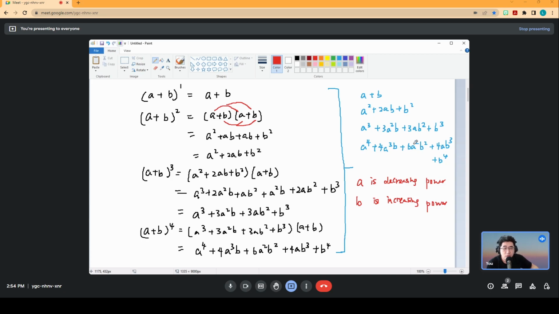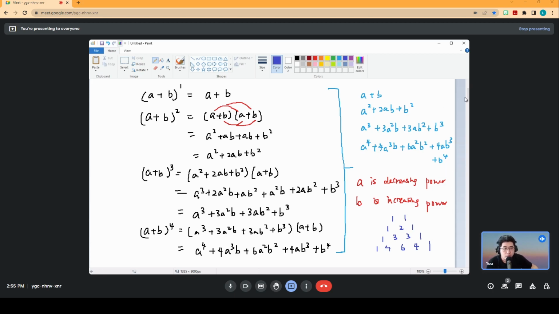And the numbers actually follow a certain pattern, a pattern like this: 1, 1; 1, 2, 1; 1, 3, 3, 1; 1, 4, 6, 4, 1. If you read the numbers, 1a and 1b, so 1, 1. Then a squared, 2ab, and b squared is 1, 2, 1. Then a cube, 3a squared b, 3ab squared, and b cube is 1, 3, 3, 1. Then the power 4: 1 a to the power 4, 4 of a cube b, 6 of a squared b squared, 4 of ab cube, and b to the power 4, you have 1, 4, 6, 4, 1.